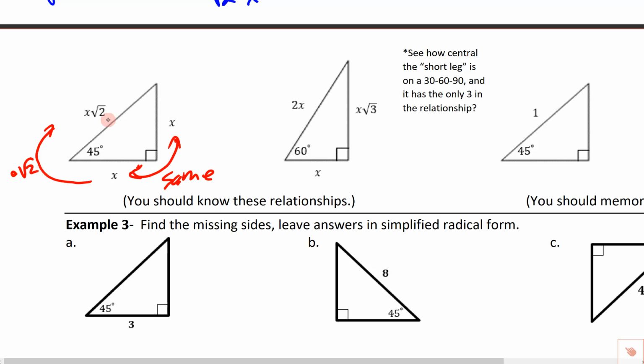If you've got the hypotenuse and you want to go backwards and find a leg, then you do the exact opposite. You're going to divide by radical 2. Again, the only one that has a radical 3 in it is the triangle that has a 3 in the name. It's not this one.